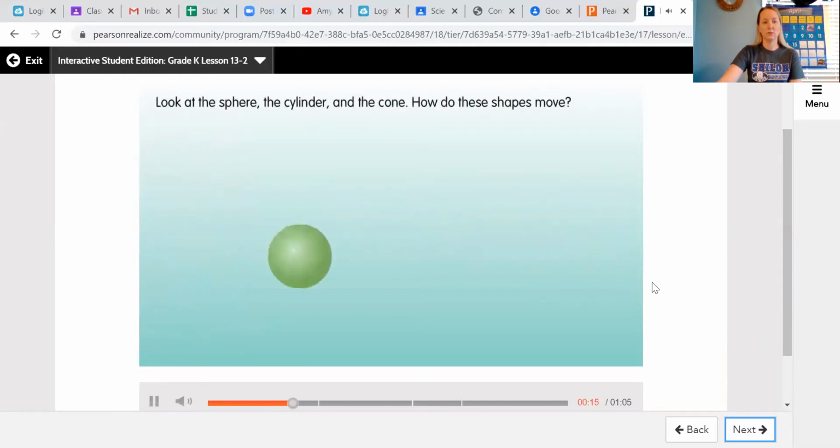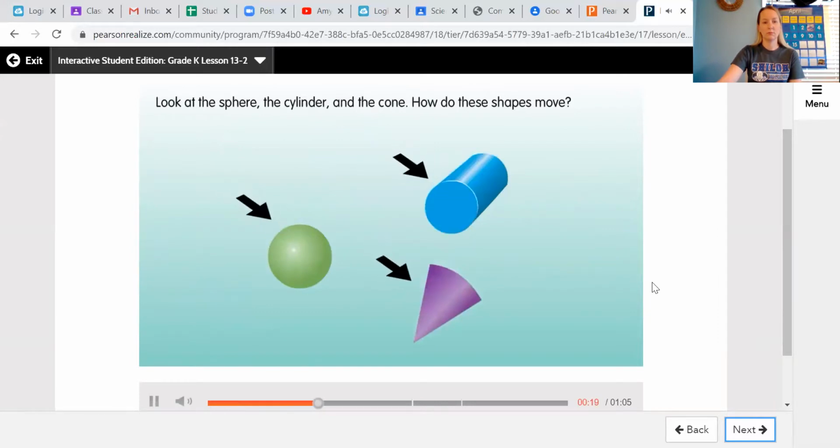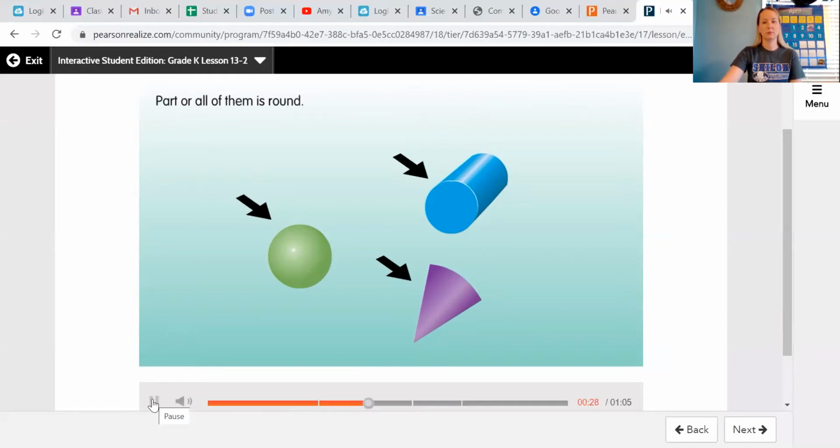Look at the sphere, the cylinder, and the cone. How do these shapes move? How do they move? Remember what we talked about. If we have a sphere, it can roll. If we have a cylinder, it can roll. Let's see what they tell us. They roll. What about these shapes makes them able to roll? Part or all of them is round.